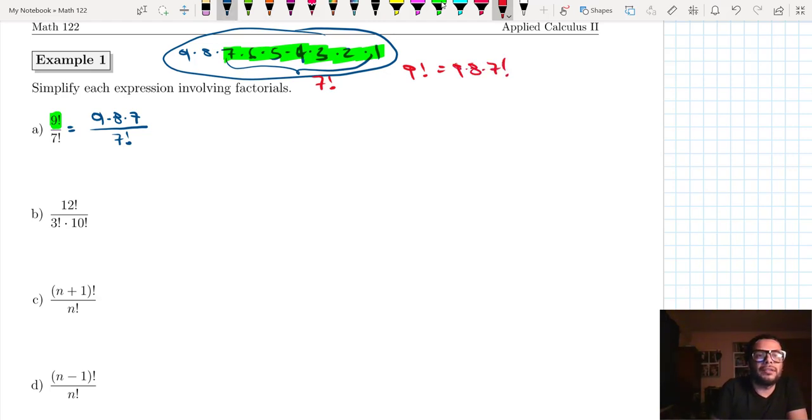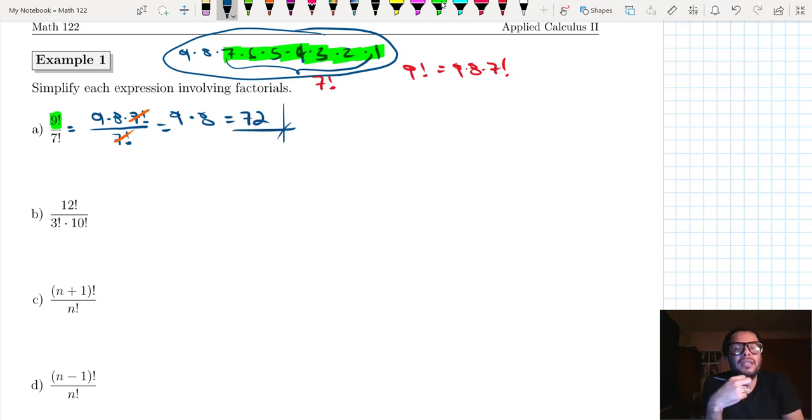So I'm going to write down the 7 factorial over here. And what am I going to do? I'm going to cancel this out. So this will be 9 times 8, which equals 72, without even actually evaluating the factorials or dealing with huge numbers.